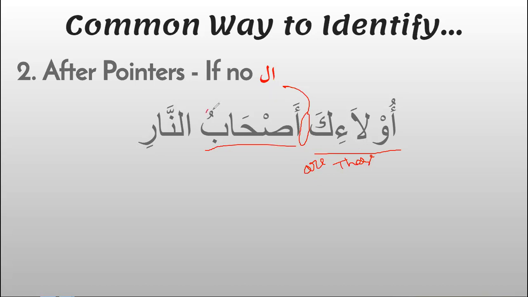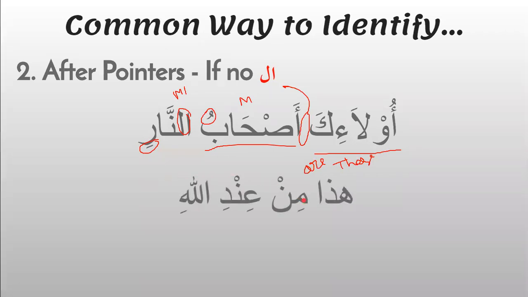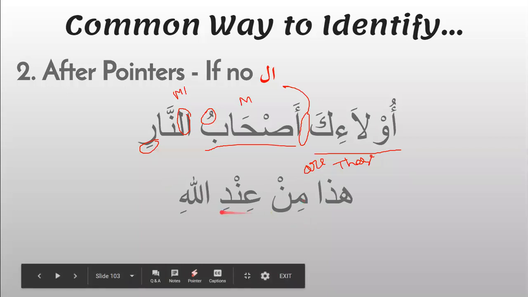See, ashabu is light, no alif lam, and followed by jar. So it's a mudaf and mudaf ilay. Ashabun nar means people of nar, people of Jahannam. So those are the people of Jahannam. And I'm saying "the" because al is here. So those are the people of Jahannam. You understand? It's easy.